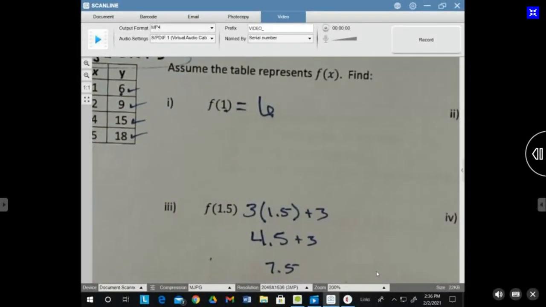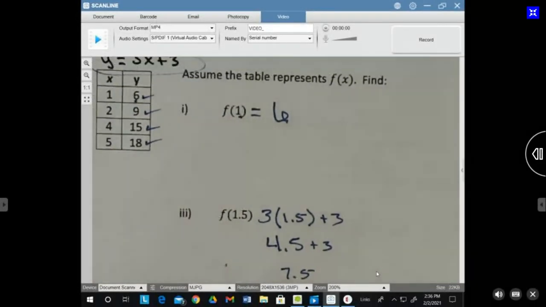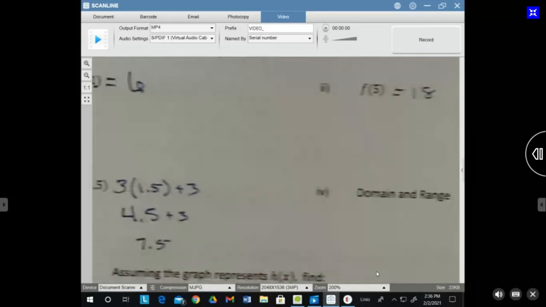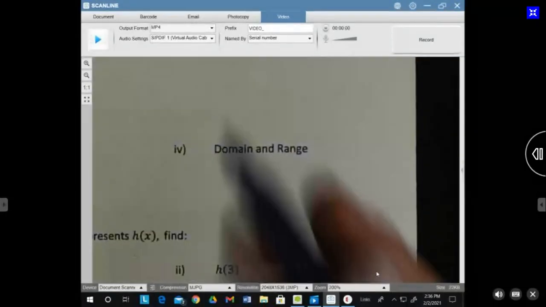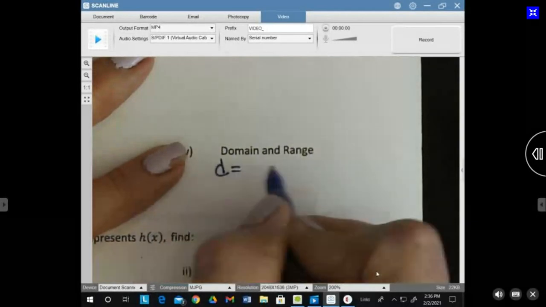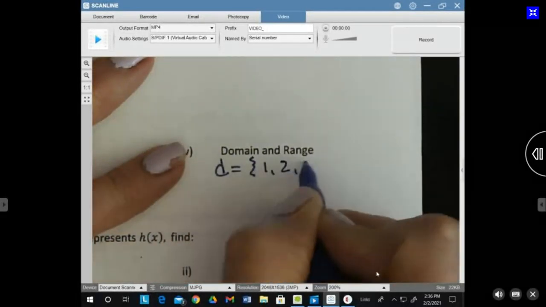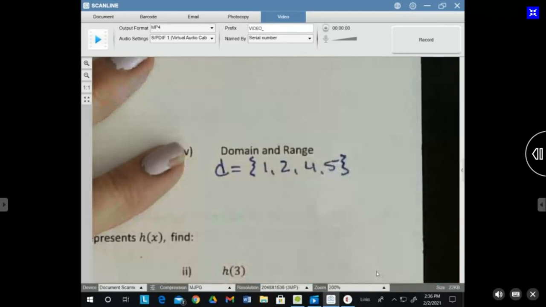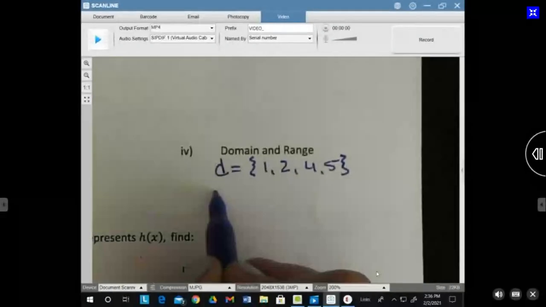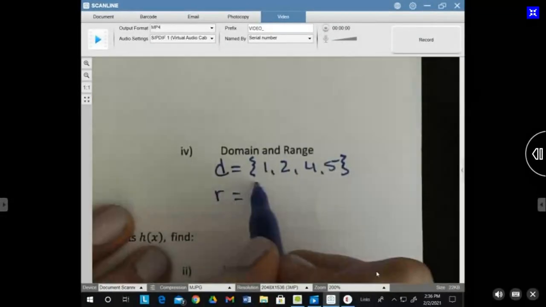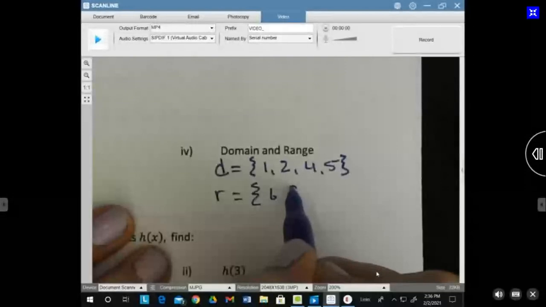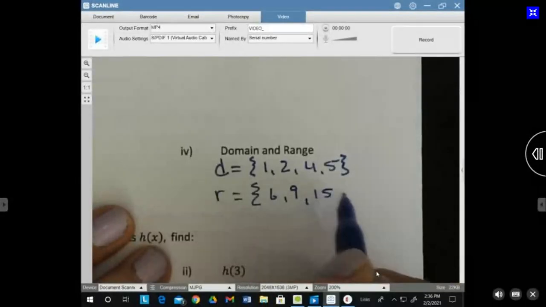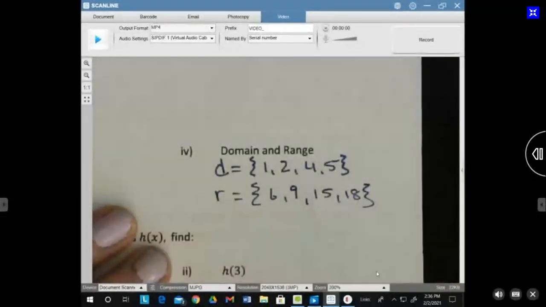All right, look at that table. Tell me what my domain is. Exactly. I'm going to move that over. Domain is equal to 1, 2, 4, and 5. What is my range? Exactly.